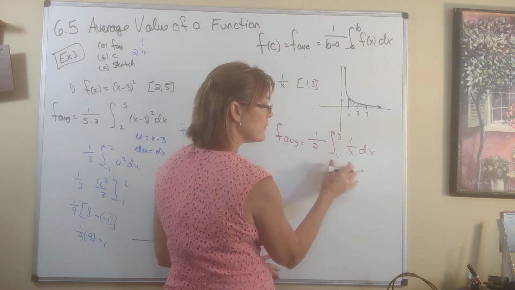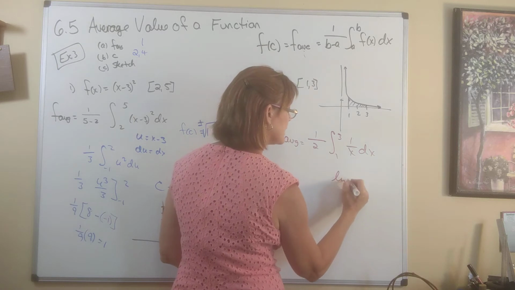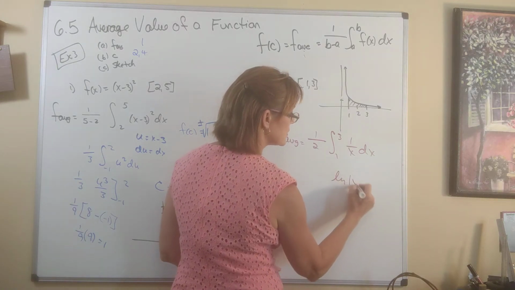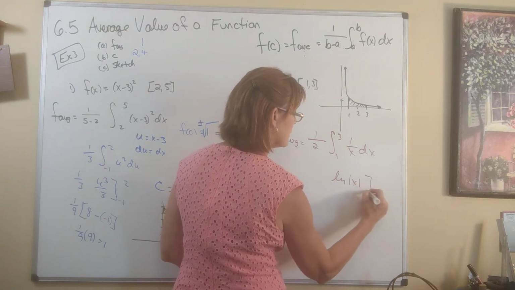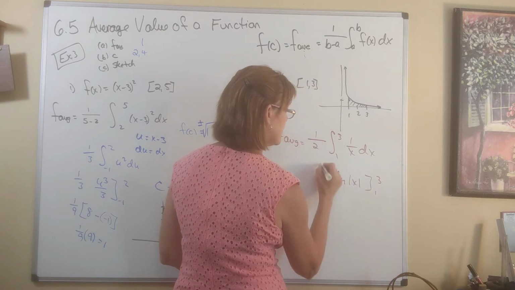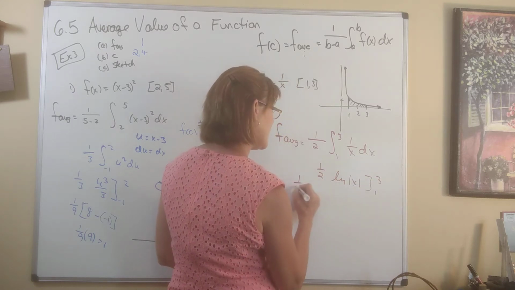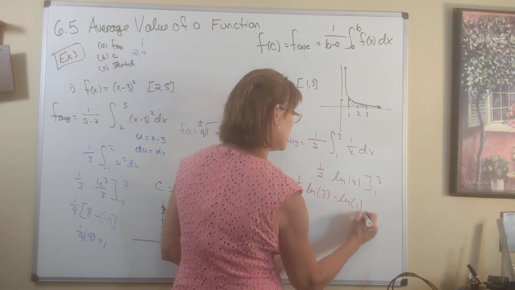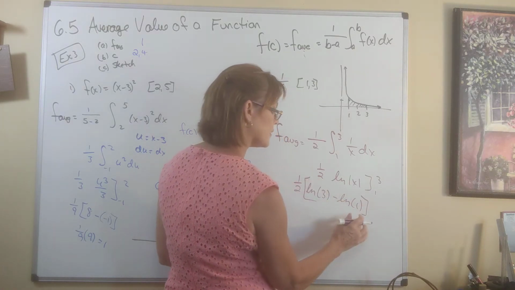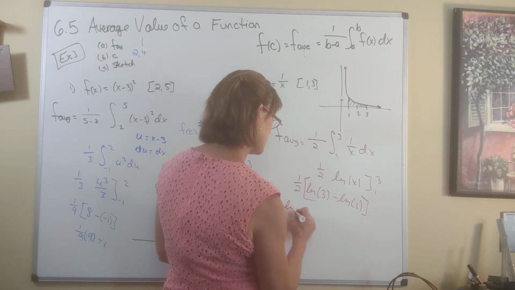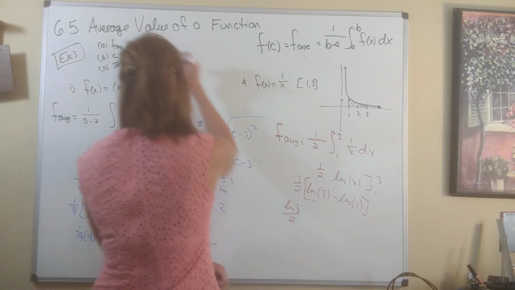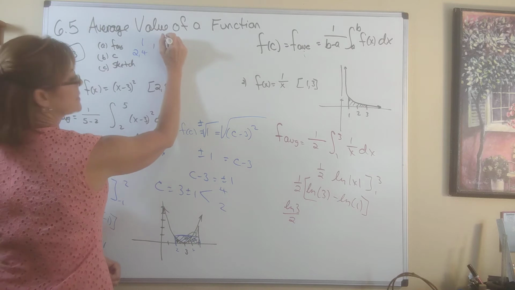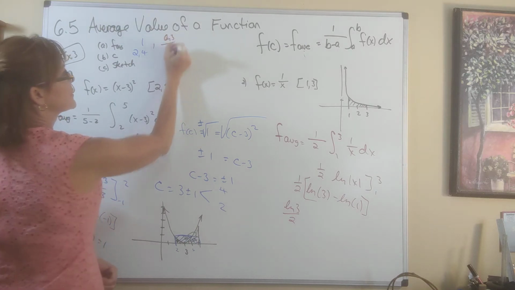All right, the integral of 1 over x is the natural log of the absolute value of x. The value from 1 to 3, it's 1/2 of this. So it's 1/2 the natural log of 3 minus the natural log of 1. The natural log of 1 is 0, so it's really the natural log of 3 over 2. This is what it is for example number 2, the natural log of 3 over 2.